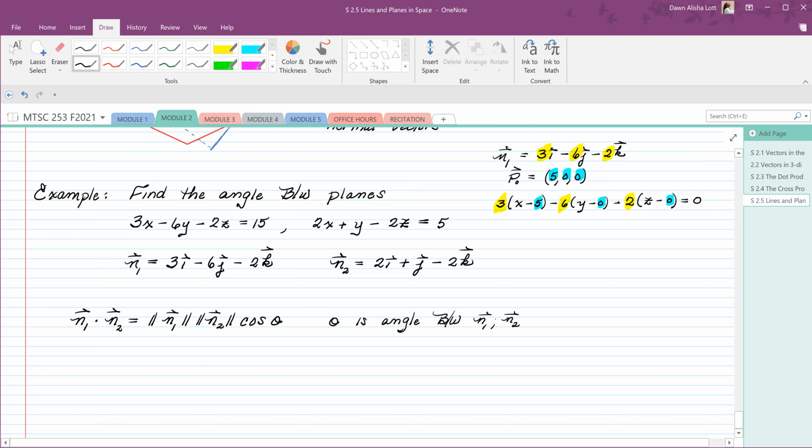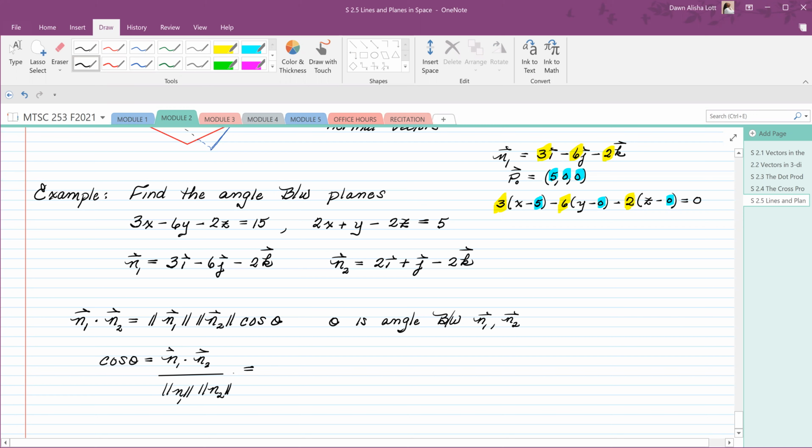So the angle between the normal vectors is the same as the angle between the planes. So therefore you get the cosine of theta is N1 dot N2 divided by the length of N1 times the length of N2.